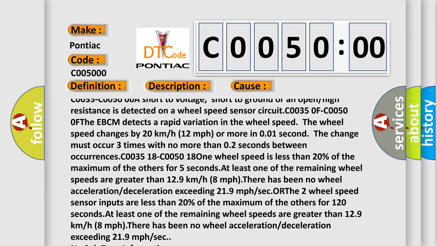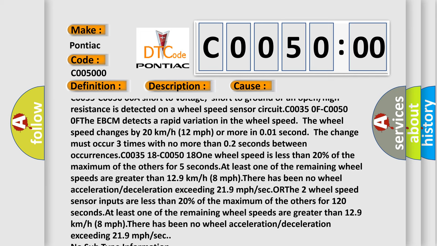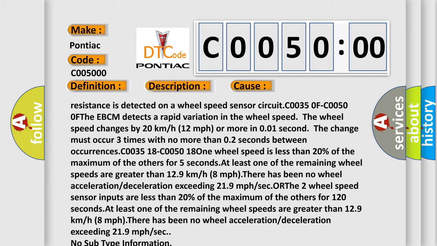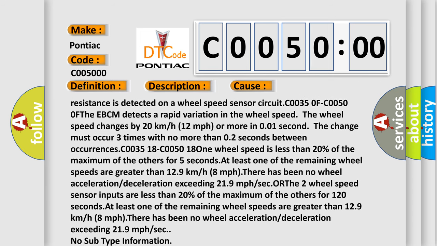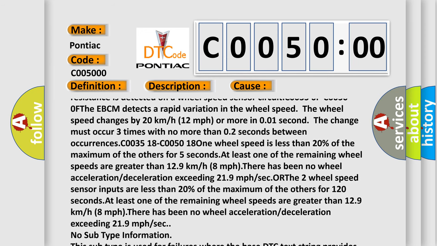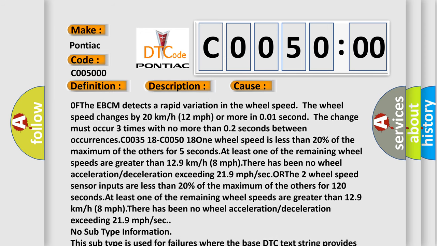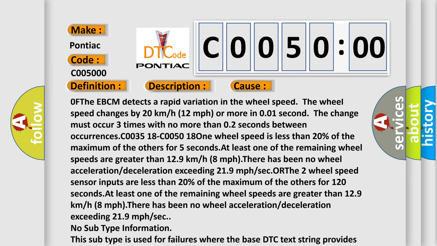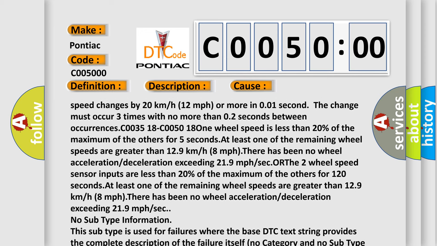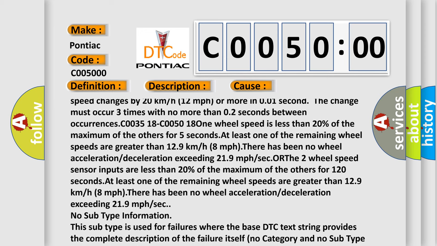The EBCM detects a rapid variation in the wheel speed. The wheel speed changes by 20 km/h (12 miles per hour) or more in 0.01 seconds. The change must occur 3 times with no more than 0.2 seconds between occurrences. C0035-18, C0050-18: one wheel speed is less than 20% of the maximum of the others for 5 seconds.